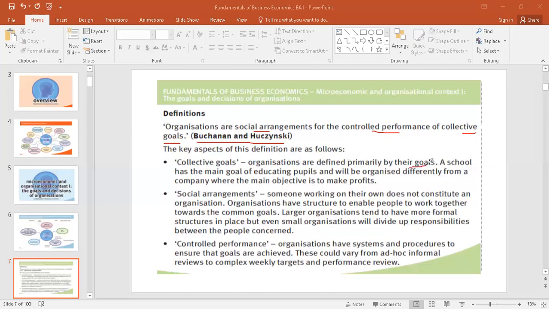Organizations are defined primarily by their goals. And what are those goals? Those goals are decided by a group of people collectively. So that's the aspect of it. Then it says that it is a social arrangement.